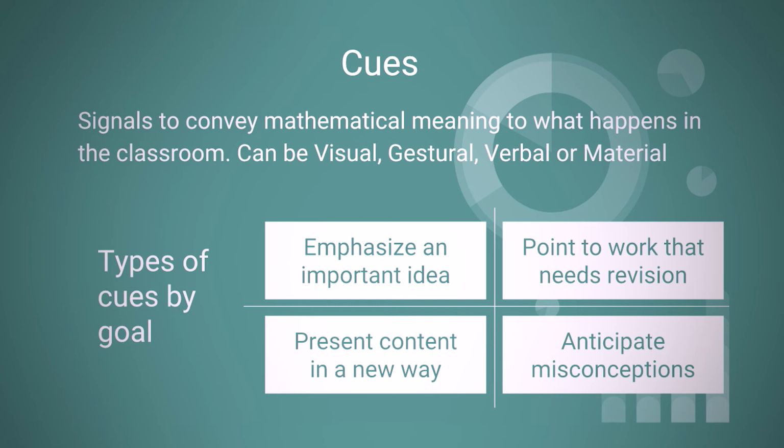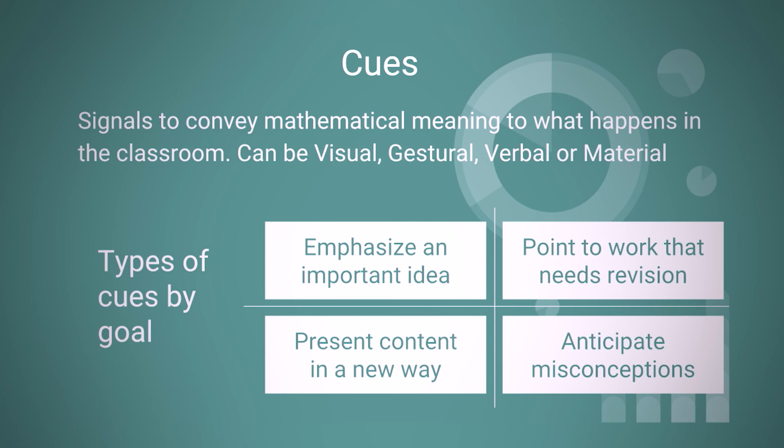The types of cues by goal would be the following. Emphasize an important idea. You could be pointing at a notebook, or you could be saying, this is really important, what I'm going to say. Or you could be saying, what he just said can actually solve the problem because of this. So you're emphasizing important ideas. You could also point to work that needs revision. You could take a student's work and say, do you want to look at this again? You may not say what he did wrong, but you're just using that cue.